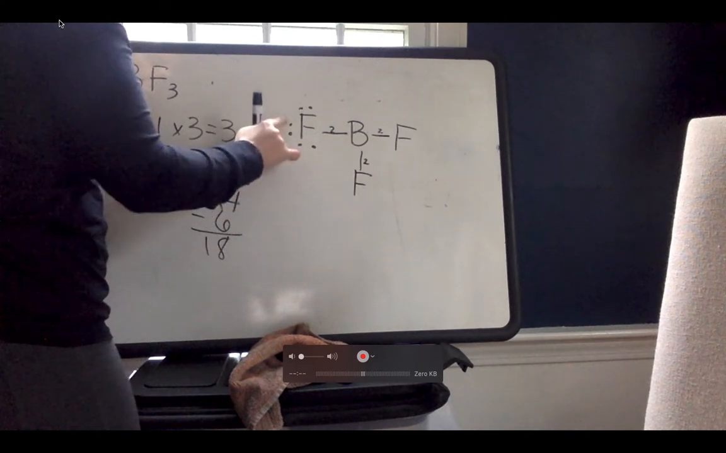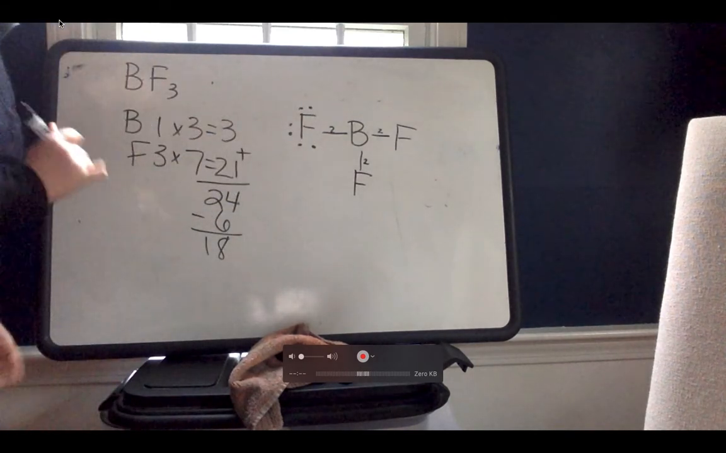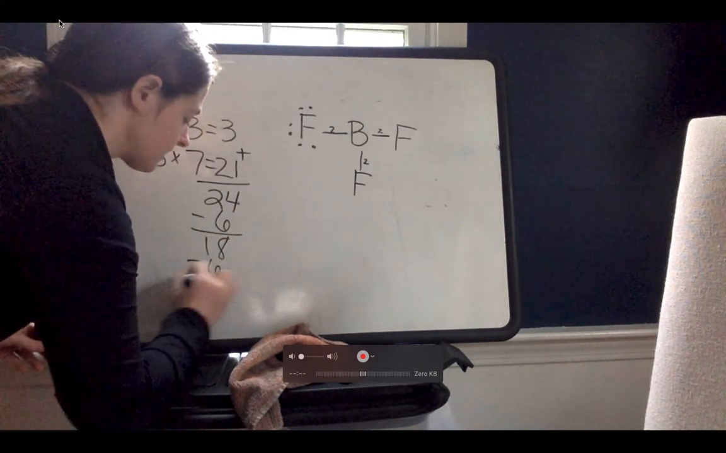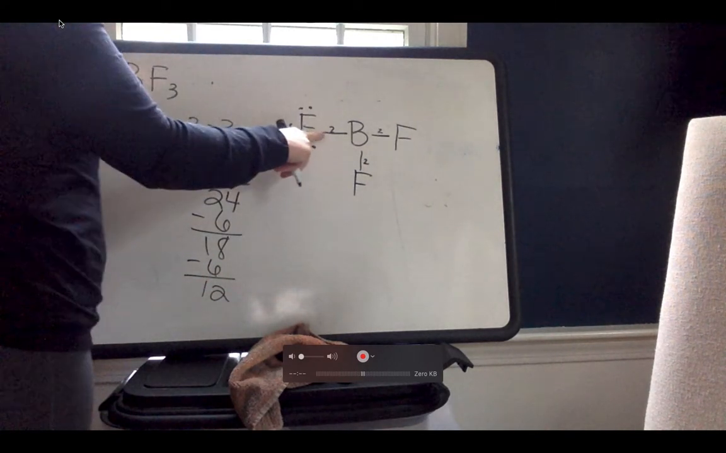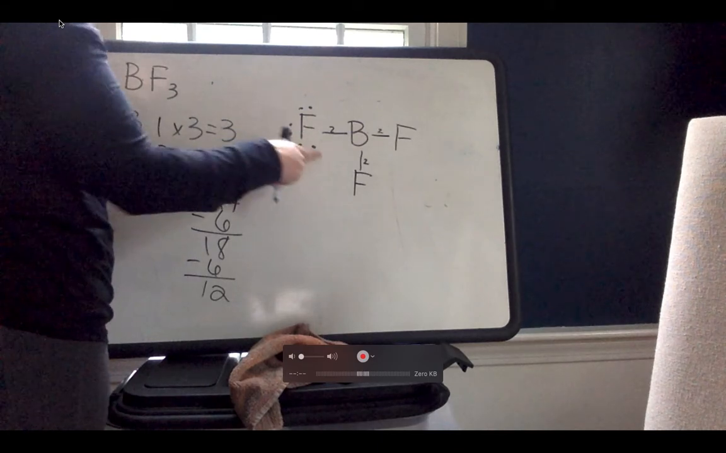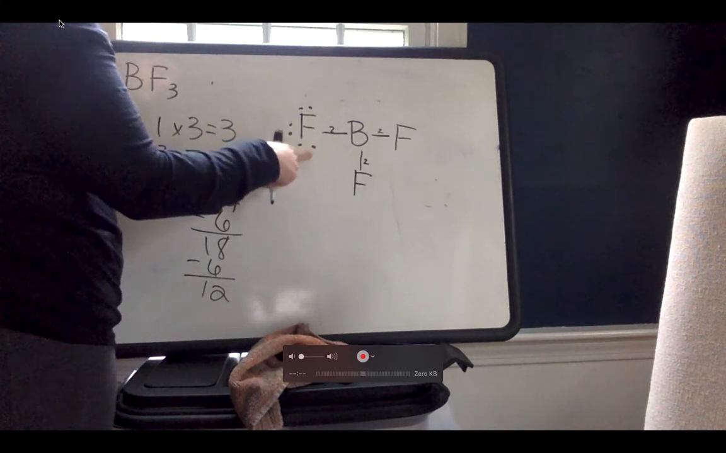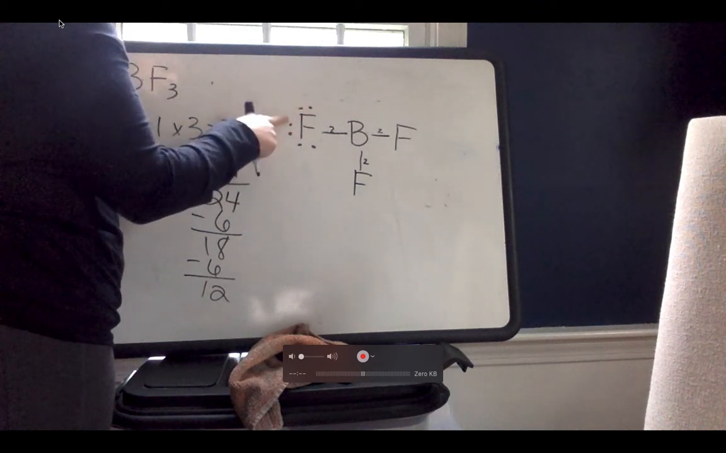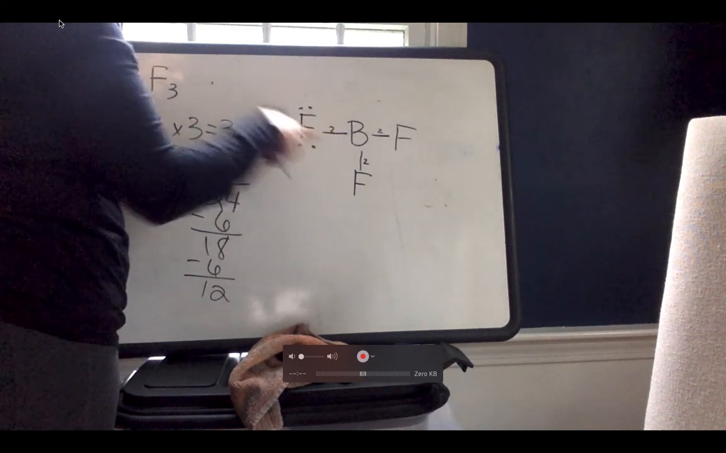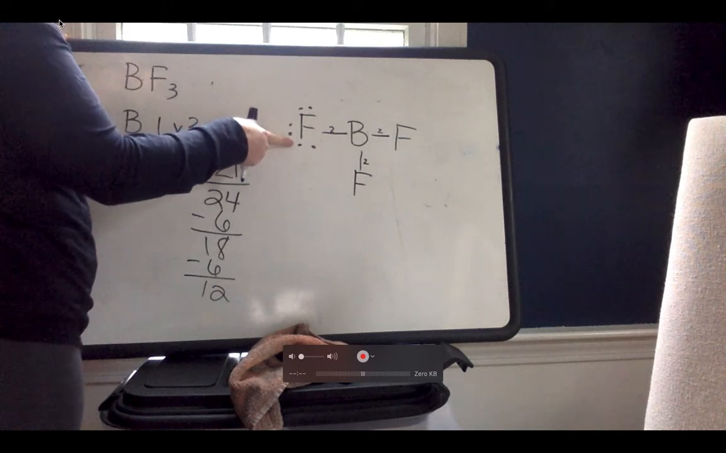1, 2, 3, 4, 5, 6 dots. If I subtract 6, I now have 12. Now, a line is a single bond, but a dot is considered a lone pair. So there are 3 lone pairs on fluorine. But 1, 2, 3, 4, 5, 6, 7, 8, if you count them all, this fluorine is now happy.